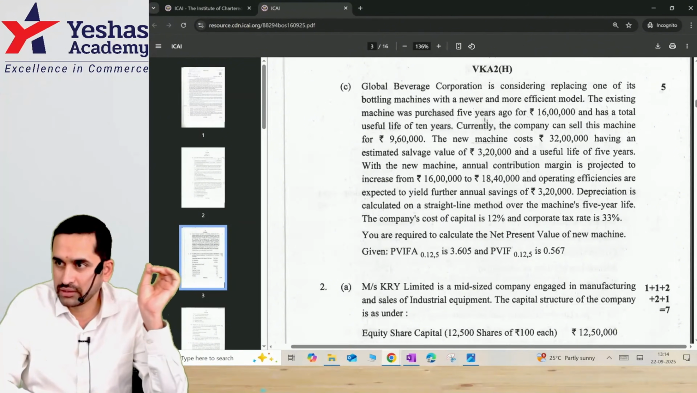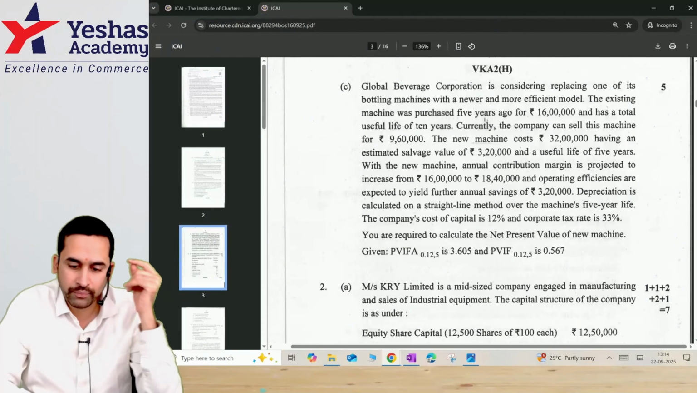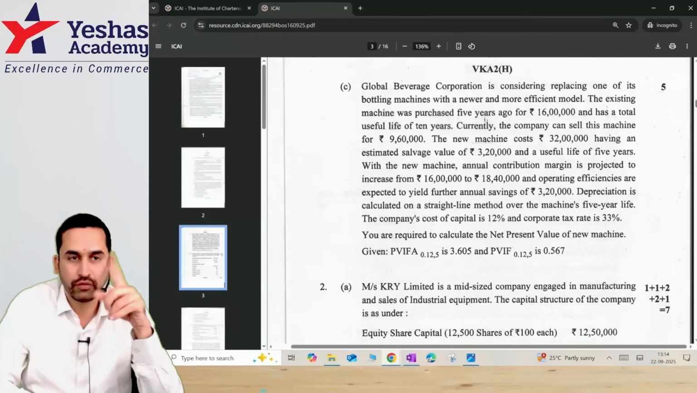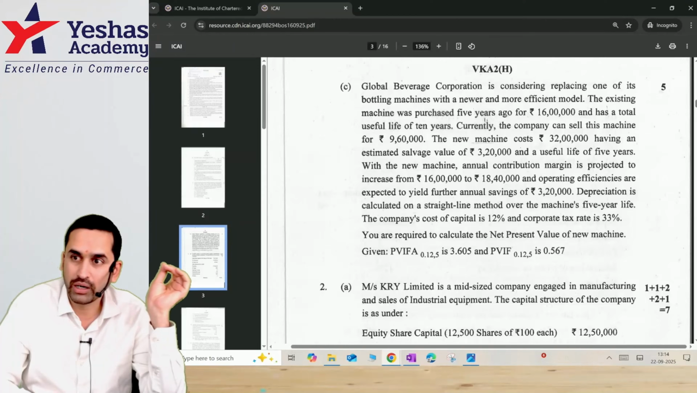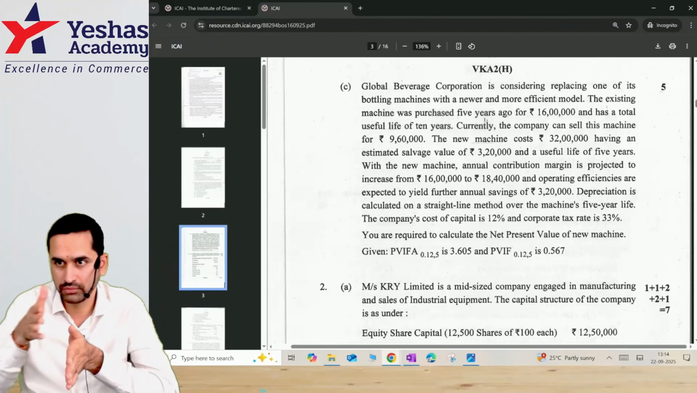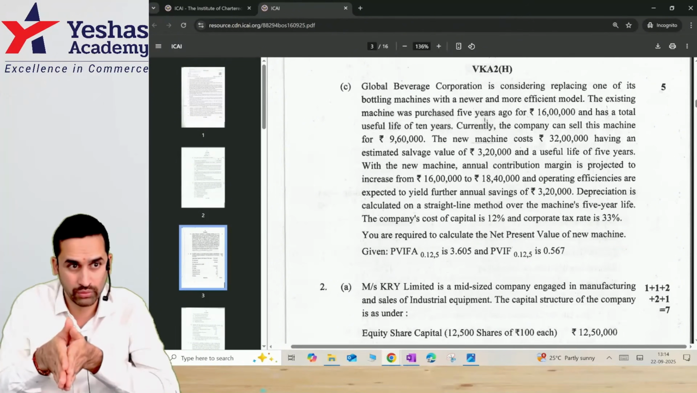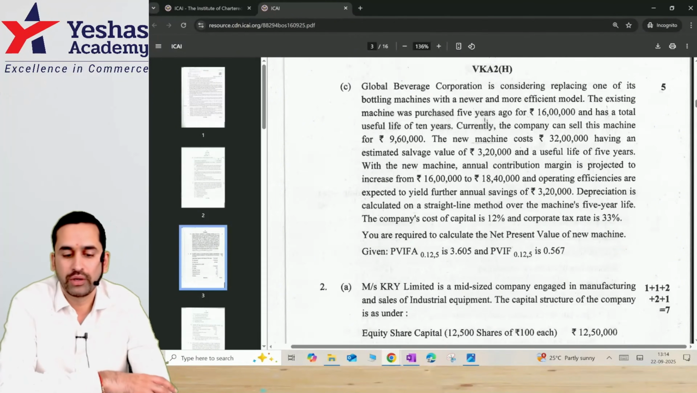This was bought 5 years ago and this is only for your depreciation calculation and has a total useful life of 10 years. Read it slowly. Total life is 10 years. You bought it 5 years ago. That means standing today you have only 5 more years. You have to take decision in year 0. 5 more years. Currently company can sell this machine for 9,60,000.